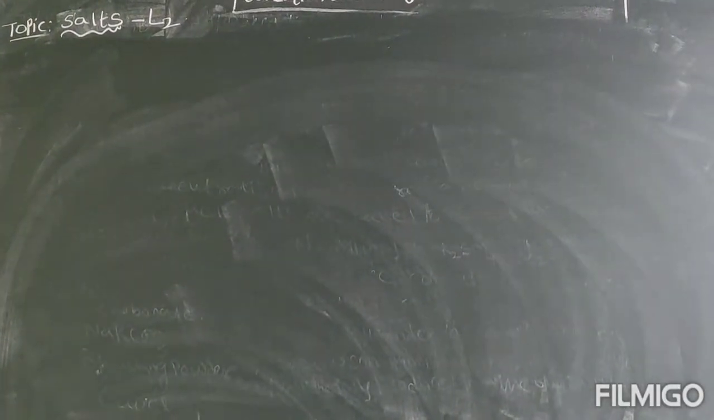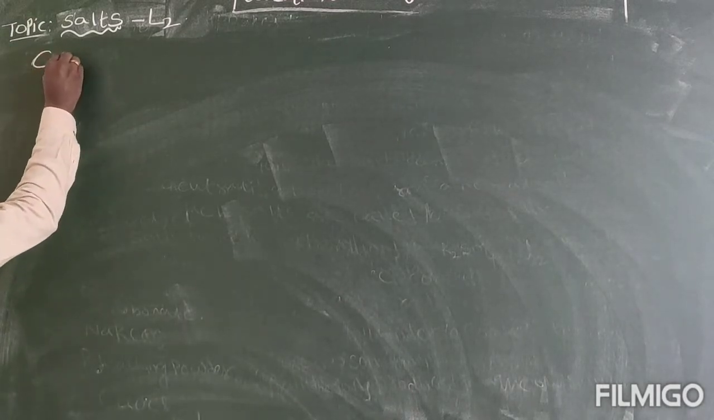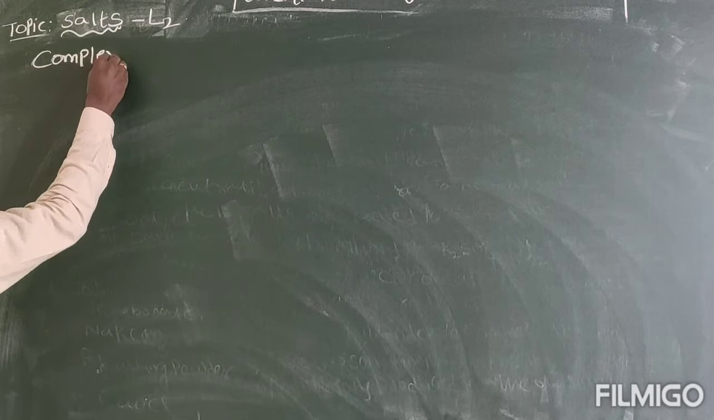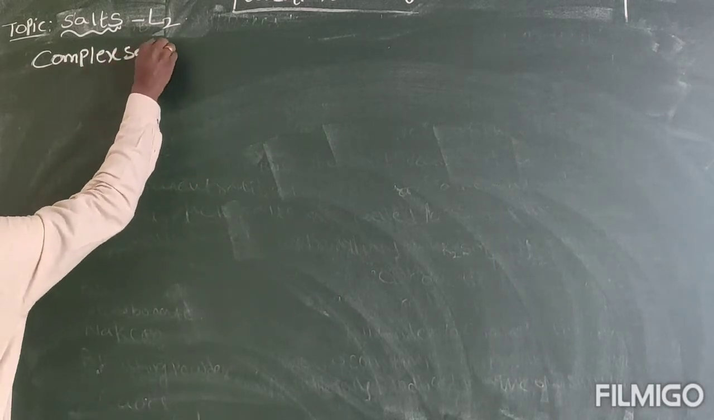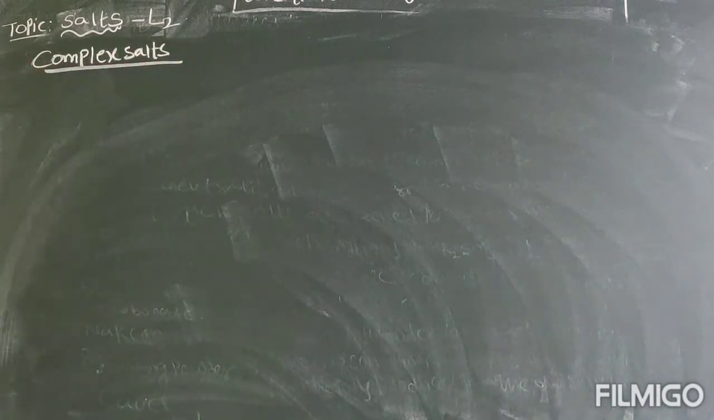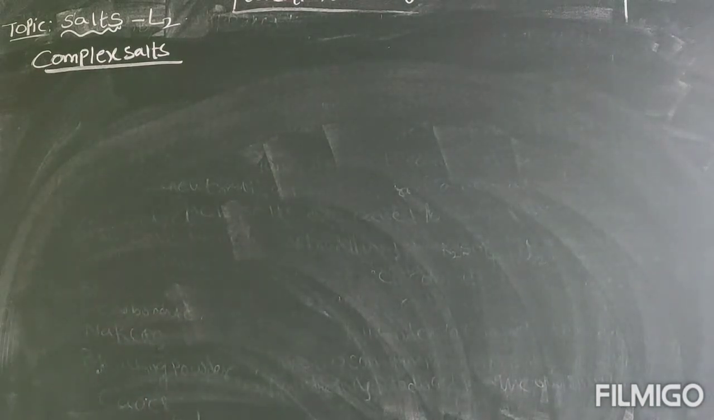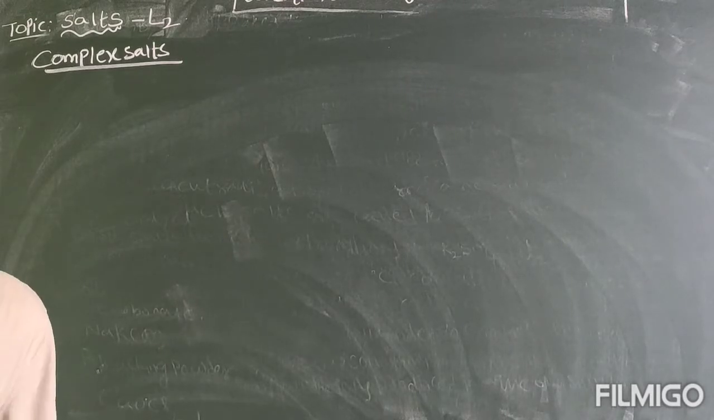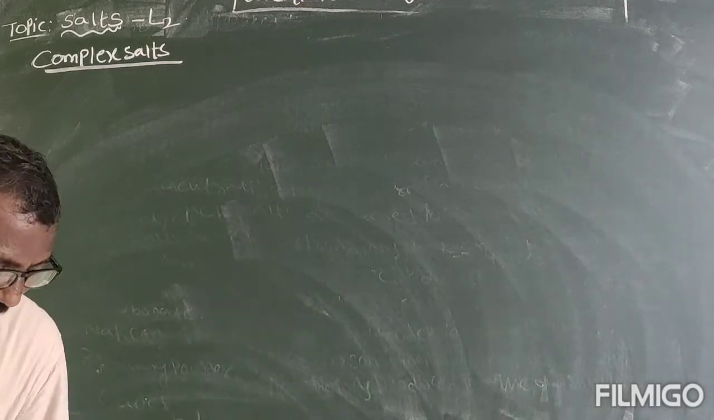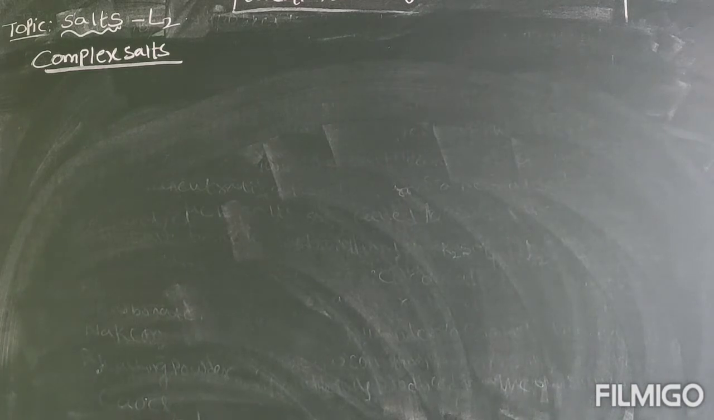And the last one we have is complex salts. Okay, so complex salts means what? A salt which consists of one or more simple salts and one complex ion in them is called a complex salt.